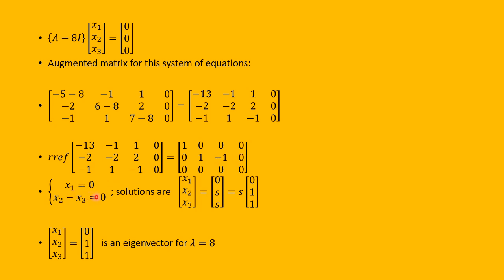And so let's see, x sub 1 has to be 0 from this first equation. The second equation forces x sub 2 and x sub 3 to be equal. Let's just call them both s's. And so we can write this vector as the scalar parameter s times 0, 1, 1. So x1, x2, x3 equals 0, 1, 1 is an eigenvector for lambda equals 8.